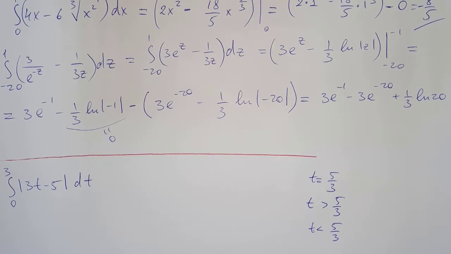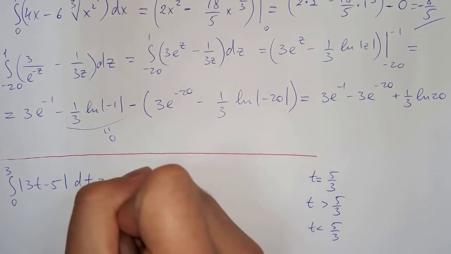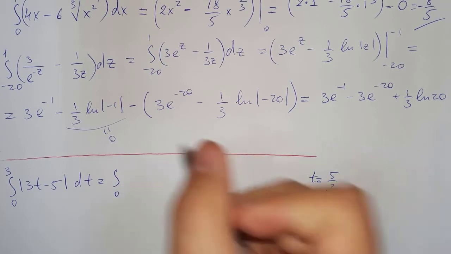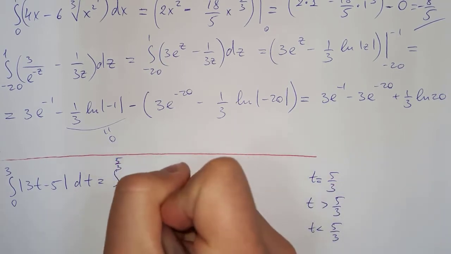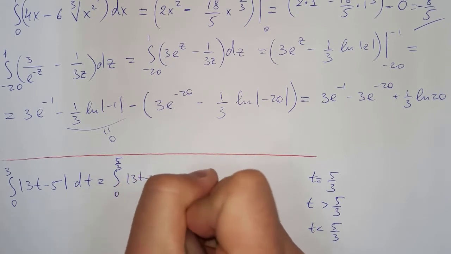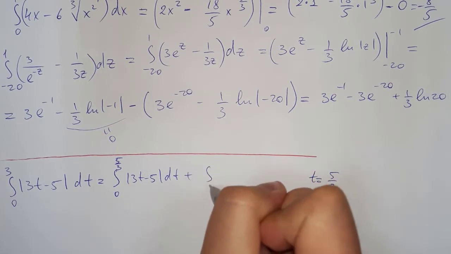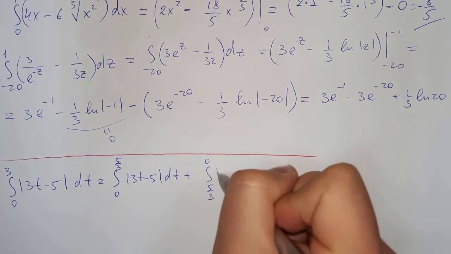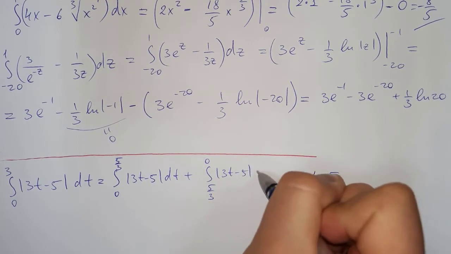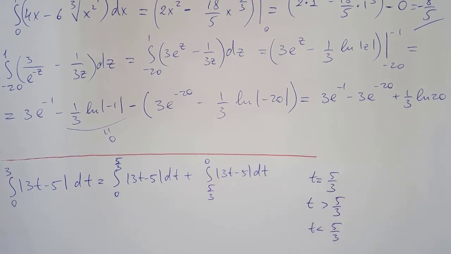So now using the properties of definite integrals, we can write this integral like integral from 0 till 5 over 3 separately of this function 3t minus 5 dt, and plus the next one, from 5 over 3 to 3, of 3t minus 5 dt. So we can divide our integrals.